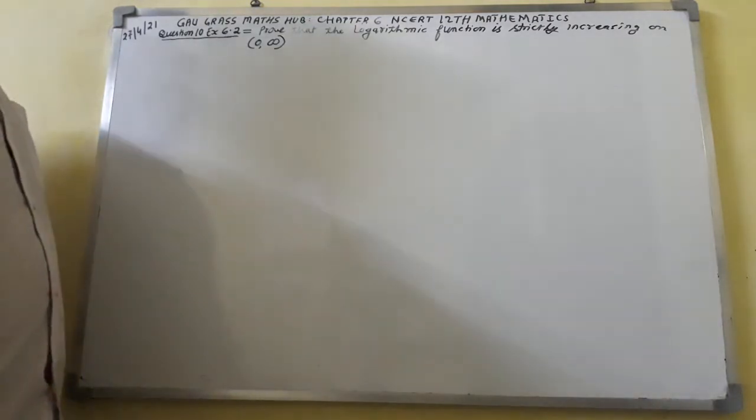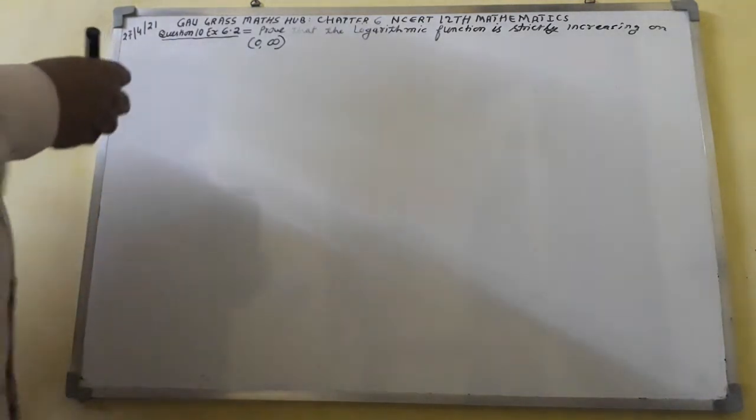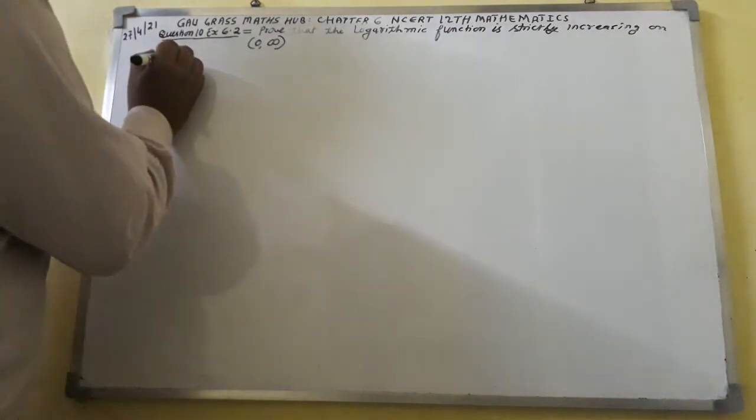I shall explain question number 10 that has been taken from exercise 6.2, chapter 6, application of derivative, NCERT 12 mathematics. The question is, prove that the logarithmic function is strictly increasing on open interval 0, infinite open interval. Now here I shall write the solution.